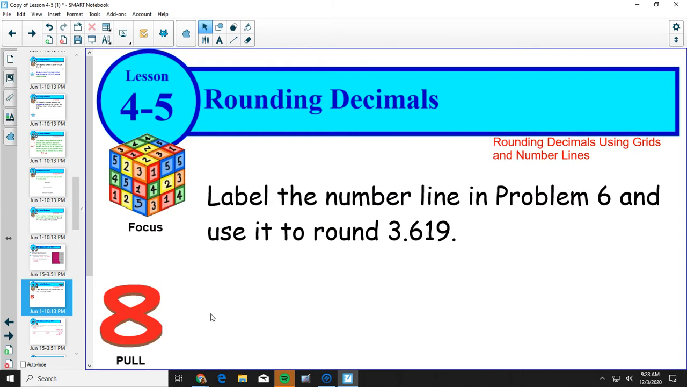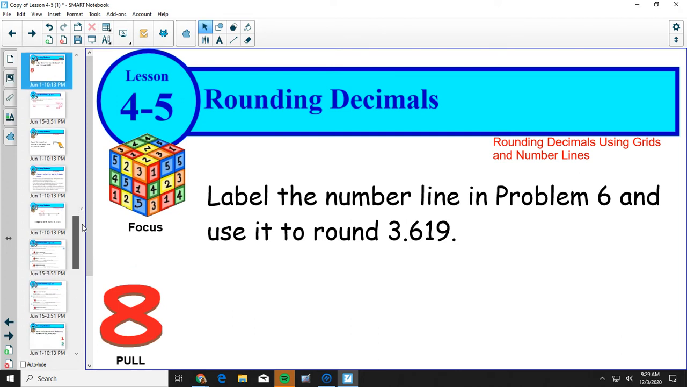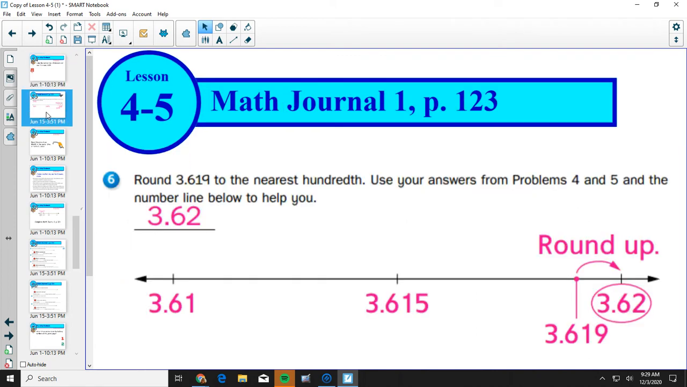So on problem 6, label the number line and use it to round 3 and 619 thousandths. Pause the video. Here is something similar to what you should have put in. So we know that 3 and 619 thousandths is going to round to 3 and 62 hundredths. And the number line that would help us is that we've got 3.61, 3.62, and then we made our middle number of 3 and 615 thousandths right in the middle.